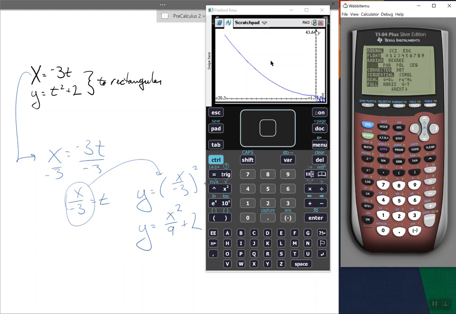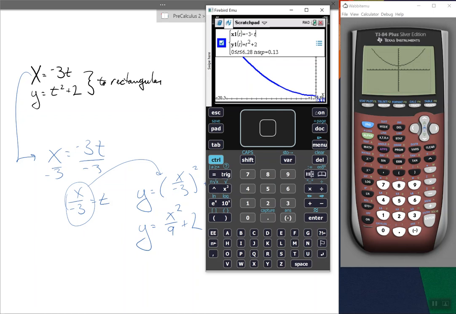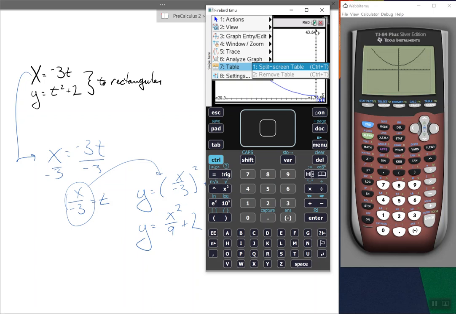So I'm going to switch this one back to function, and then we're going to plug in that new equation we got, x squared over 9 plus 2. Now, it won't look exactly the same, but it should have that same branch over there. So I'm going to go to zoom standard, and we see it still has that same starting branch that we had over here. If we made this t a little bit longer, then it would have that whole curve, but those are the same, and if we need further proof, we can go into a table.